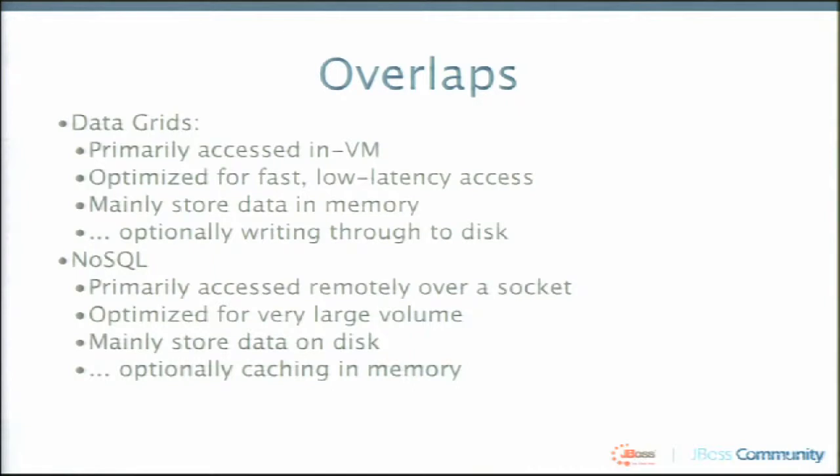So that's an interesting point that you make, because a lot of people would say that that's exactly what Hadoop does, and Hadoop is not in memory. Which is fine.